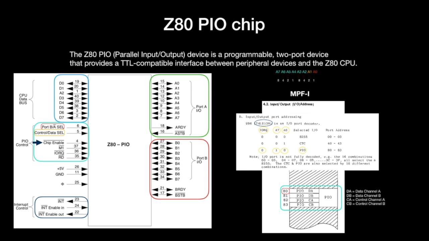So if you want to address data on port A, A1 and A0 are 0, which results in 80. To access data B, A0 is 1, which results in 81. To access control port A, A1 is 1, which results in 82. And finally, for control port B, where A1 and A0 are 1, the address is 83.